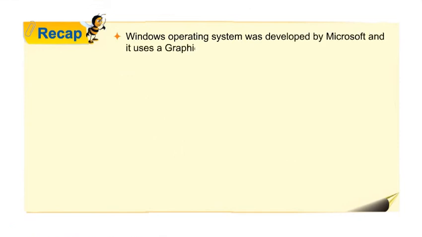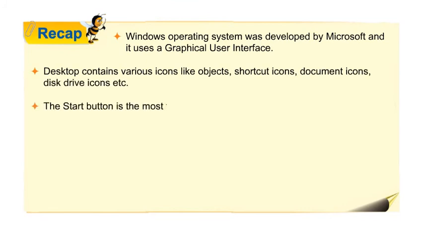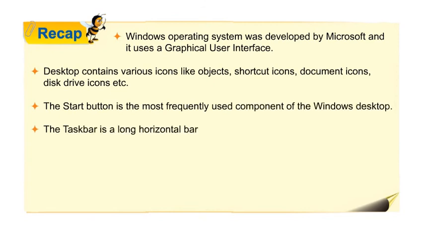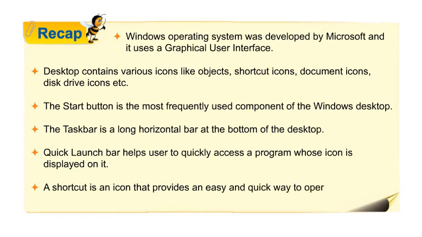Okay, students, let us take a recap of this chapter. Windows operating system was developed by Microsoft and it uses a graphical user interface. Desktop contains various icons like object, shortcut icons, document icons, disk drive icons, etc. The Start button is the most frequently used component of the Windows desktop. The taskbar is a long horizontal bar at the bottom of the desktop. Quick Launch Bar helps user to quickly access a program whose icon is displayed on it. A shortcut is an icon that provides an easy and quick way to open the frequently used file or program.